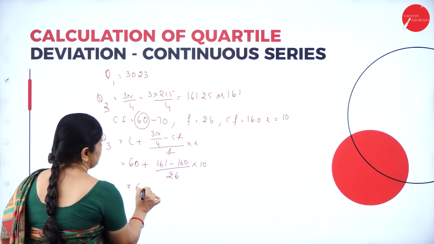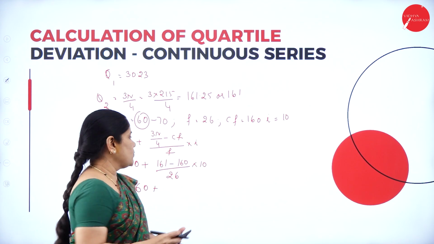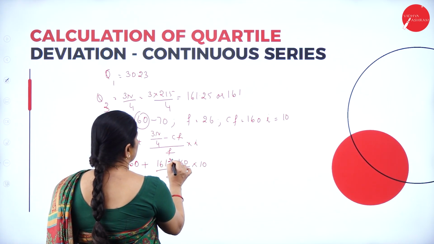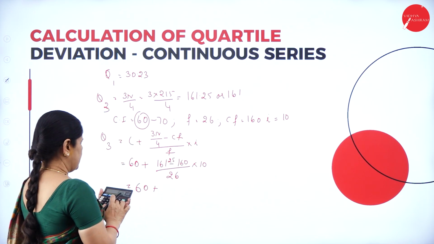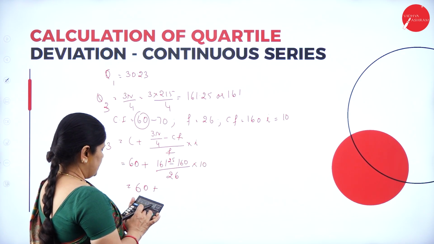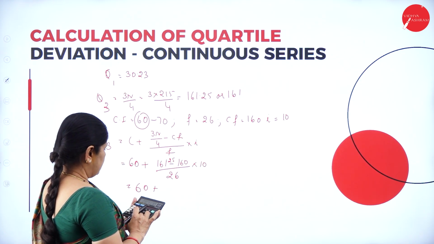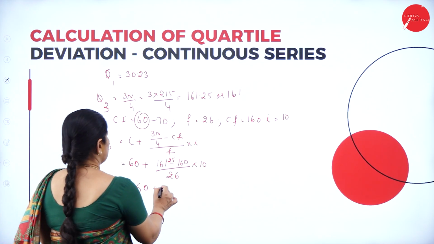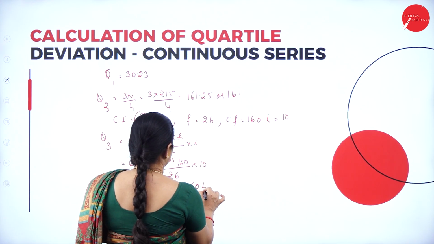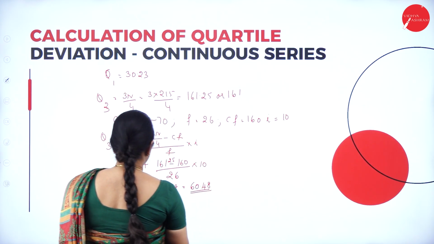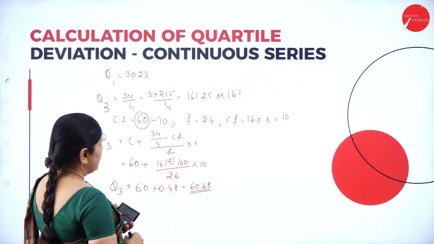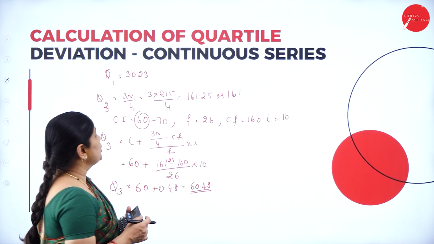So this will be 60 plus 161.25 minus 160 divided by 26 into 10. So 0.48. So that will be 60.48. So Q3 equals 60.48. Now we have Q3 and Q1.